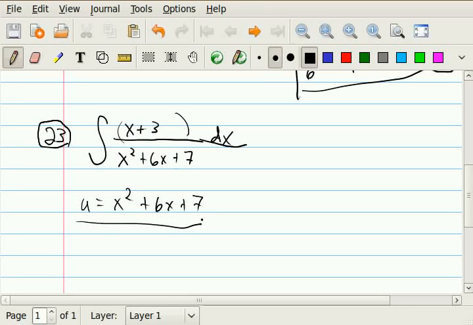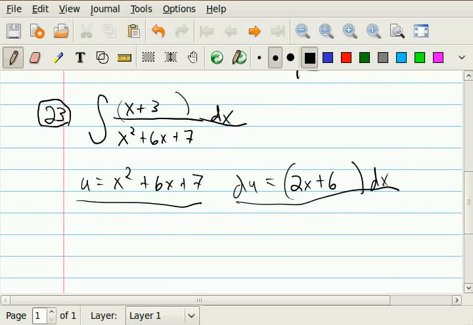That's u. Well, what does du have to be? du is always the derivative of u with respect to x times dx. So what's this derivative? The derivative of u with respect to x will be 2x plus the derivative of 6x, which is 6, and the derivative of 7 is 0. So that's du. So far so good.